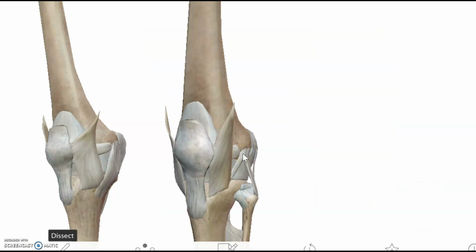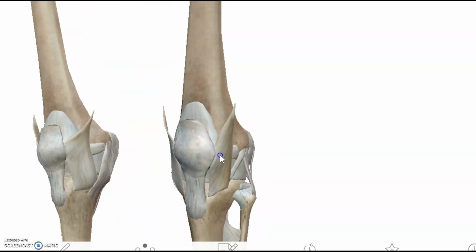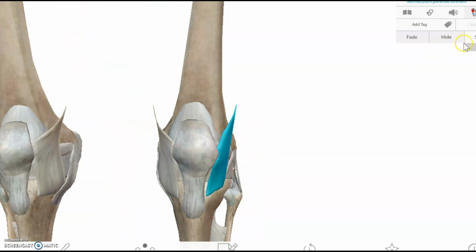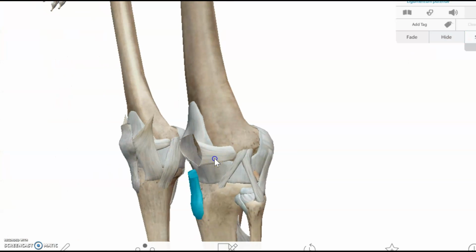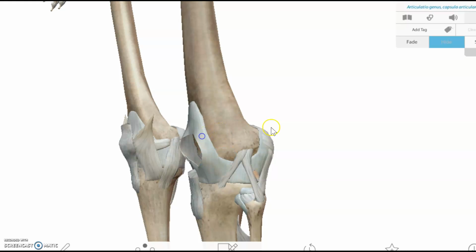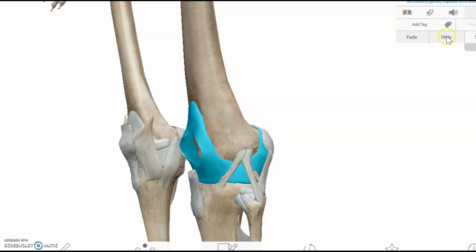Okay, so now we're going to look at this invisible body just so you can move it around and see some of these structures a little bit better. We're going to hide these, and we'll go ahead and hide the patella. So here you have your patellar ligament. And then if you rotate around, we're going to hide that articular capsule.